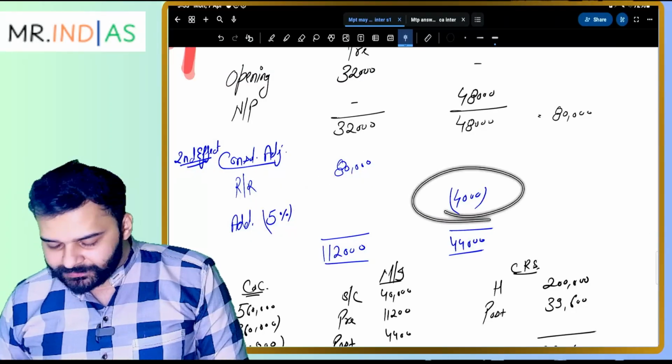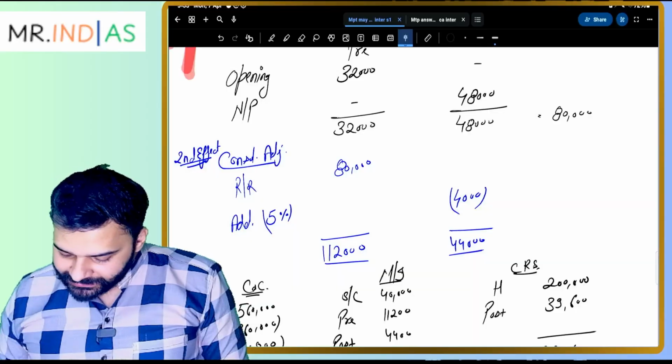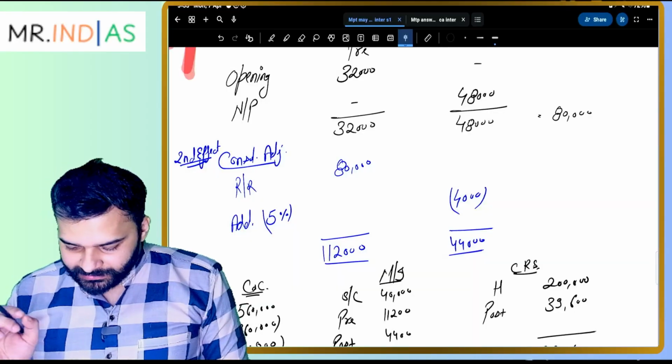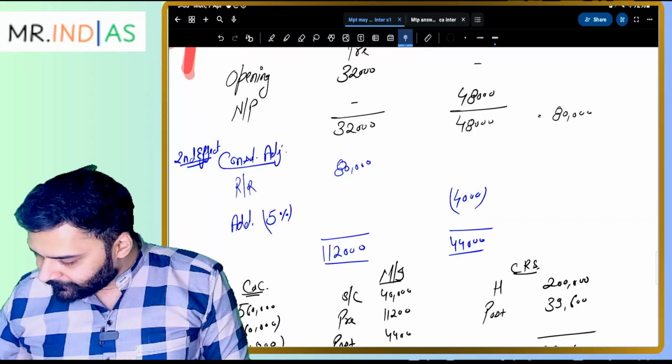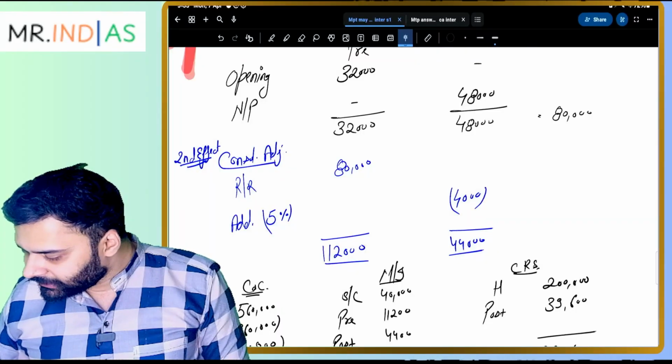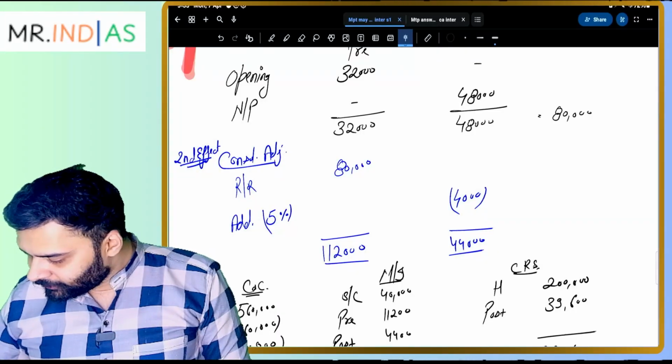What will be the correct way to calculate this 4,000? The correct way is always to calculate the depreciation on the revised value. So now you have a revised value of 4,80,000, 5% of which is on 4,80,000.